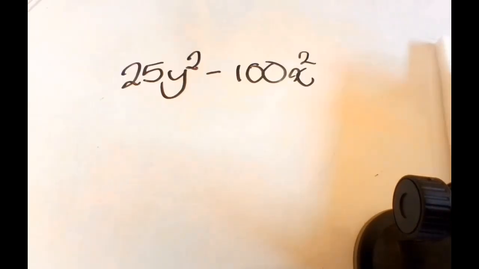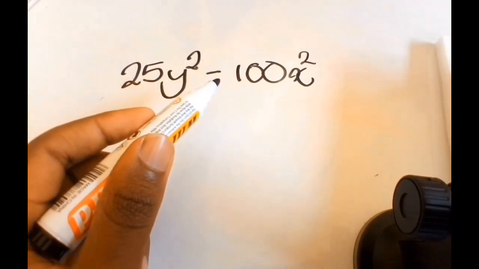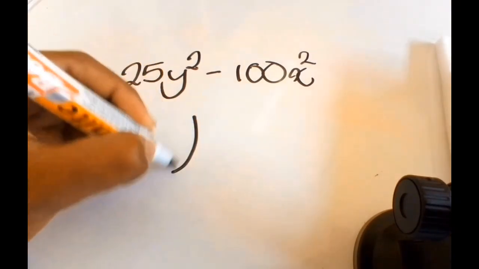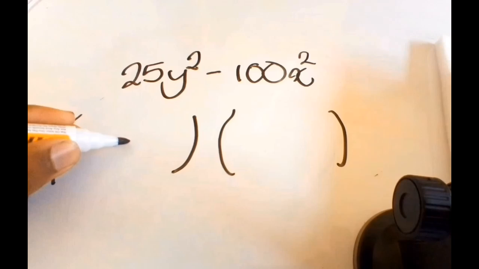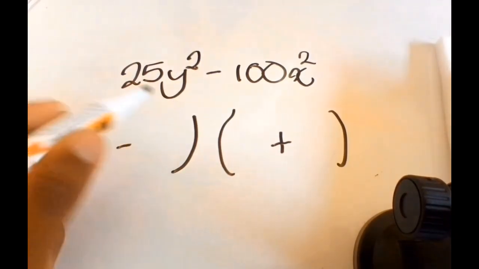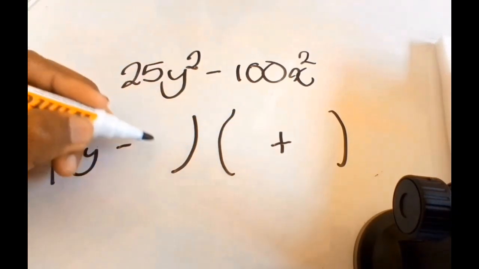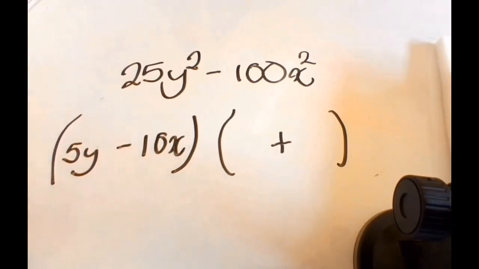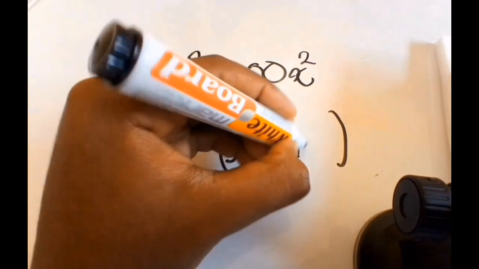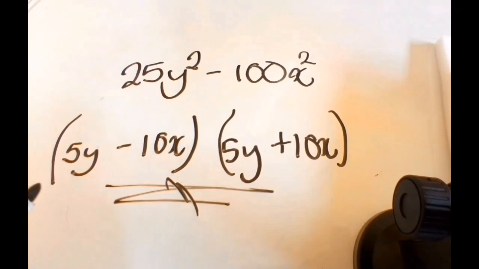Let's solve this fast. Both of them are squares, they can be square rooted, and there is a minus sign over there. What did I say we do? We introduce the sets of brackets like that. We put a negative and then a positive, or you can start with a positive and a negative. We find the square root of this, so the square root of that will be 5y, and the square root of that will be 10x, and then we repeat this there, so it will be 5y and 10x. So we have factorized with difference of two squares.